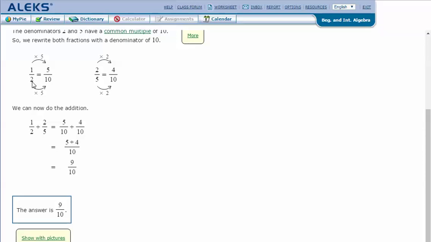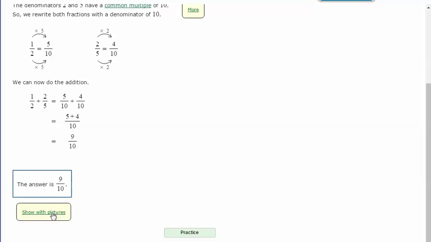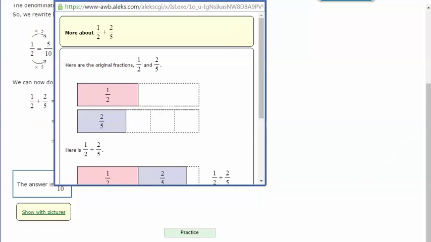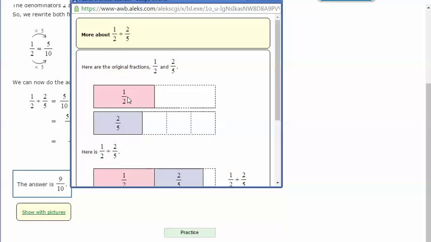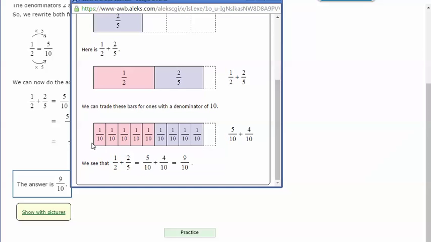So for 1/2, we have to multiply 2 times 5 to get to 10. And for 2/5, we have to multiply 5 times 2 to get to 10. And so 1/2 is the same as 5/10, and 2/5 is the same as 4/10. So now we can add 5/10 plus 4/10 is 9/10. So the answer is 9/10. Another way to look at this is to show it with pictures. 1/2 plus 2/5, or 5/10 plus 4/10, is 9/10.